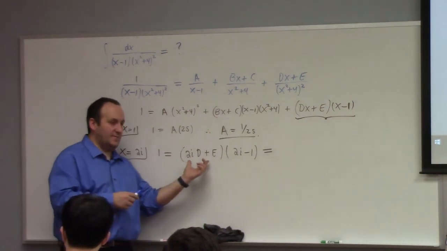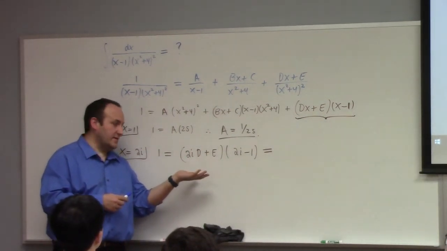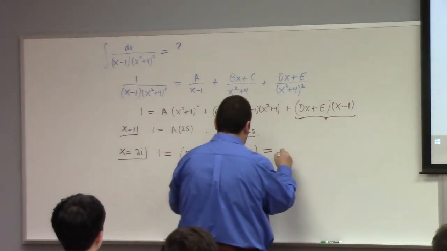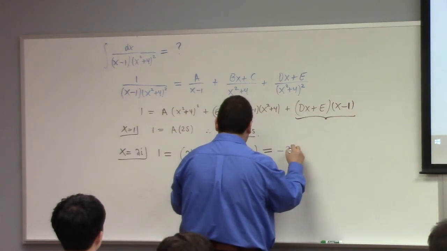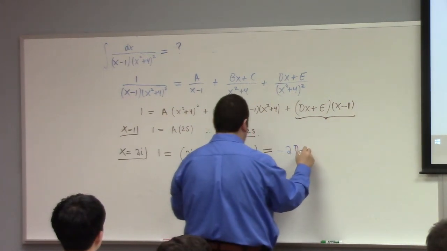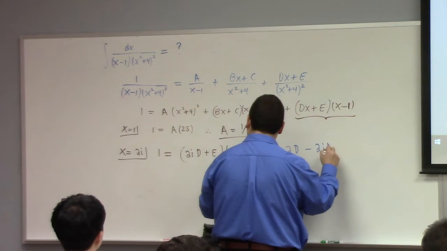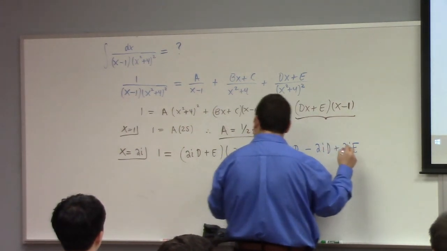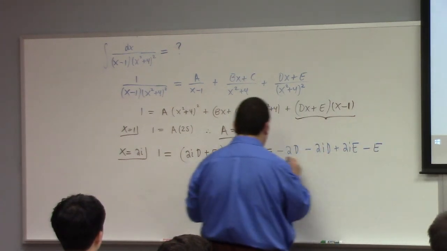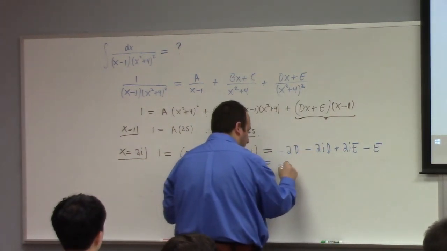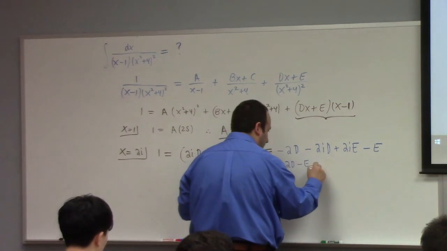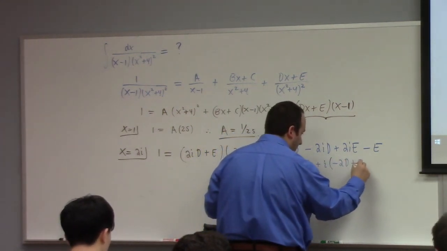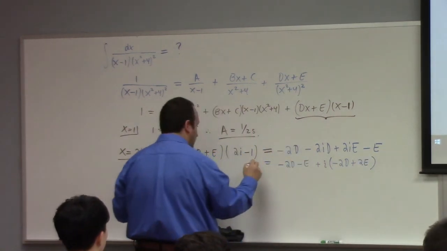Now, but it's better than just that. Yes, it makes everything go away, but we have to multiply this out. What's i squared equal to? Yeah, -1, so I get minus 2d minus 2id, I'm just distributing, plus 2ie minus e. Let me rewrite that. So what we have is minus 2d minus e plus i times minus 2d plus 2e. That is all equal to 1.